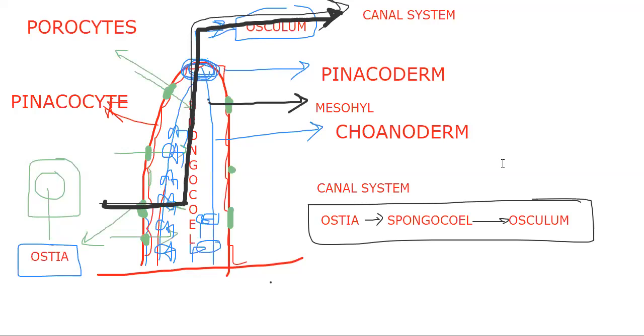So that's it. This is mesohyl. Let me say once again. The outer layer is called pinacoderm. The inner layer is called coenoderm. Cells of pinacoderm are called pinacocytes. Cells of coenoderm are called coenocytes.